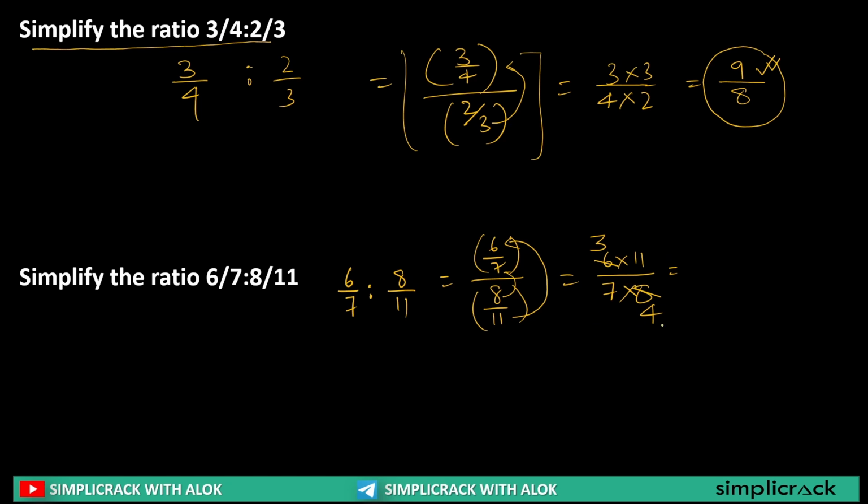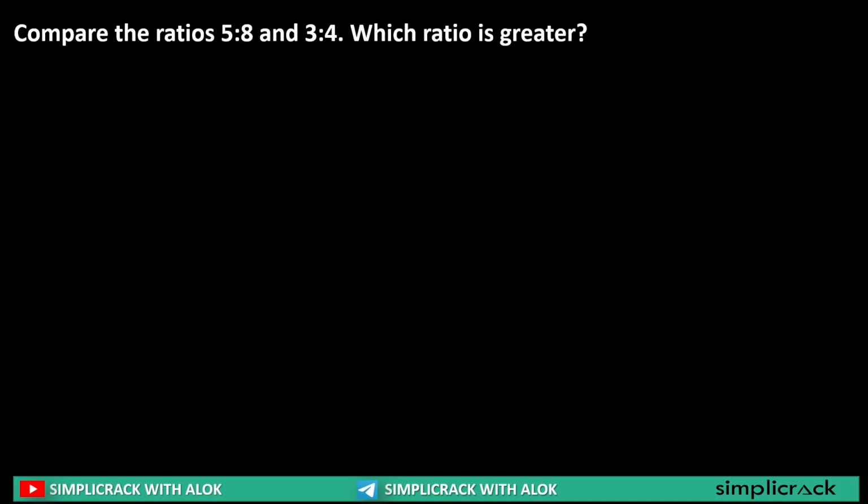Now is there any possibility that we can cross out these numbers? No, sir. So now the ratio will be 11 multiplied by 3, that is 33, divided by 7 multiplied by 4, that is 28. So the simplified version of this ratio is 33 is to 28. Now can we shorten this? No, sir, we can't shorten this. So this is the final answer, 33 is to 28. Okay, so now we have learned how to simplify a ratio. Okay, next question.